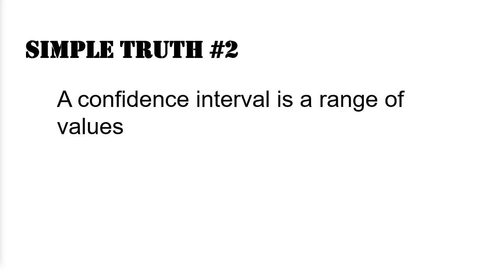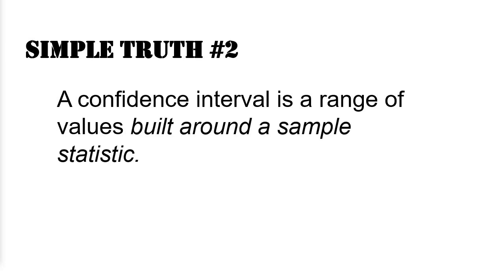Simple truth number two: it starts off the same. A confidence interval is a range of values, but then you're going to want to pay attention to this part. And I hope you're ready because once you know this, you can't unknow it. A confidence interval is a range of values built around a sample statistic. This is a statistics course, right? So a confidence interval always begins with a sample and a statistic calculated from that sample.